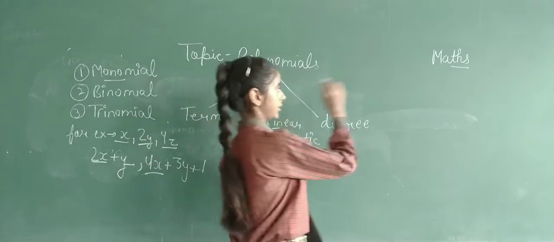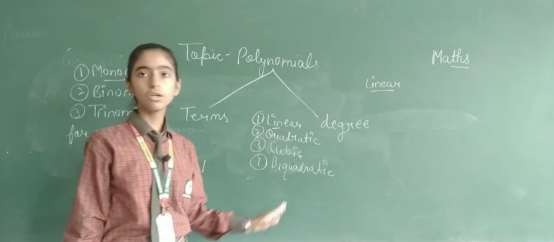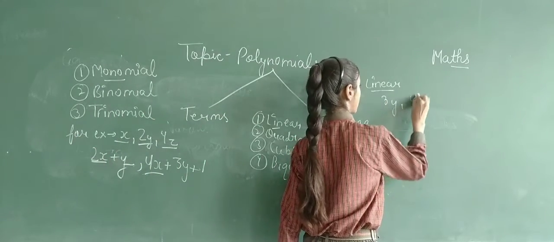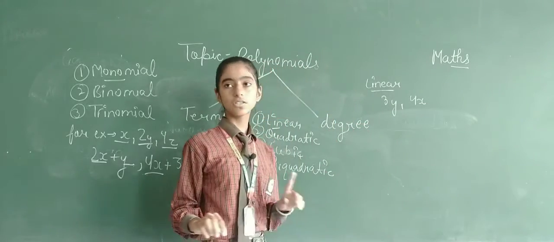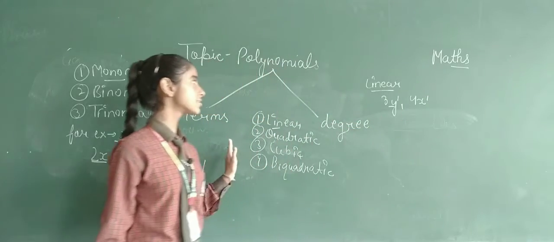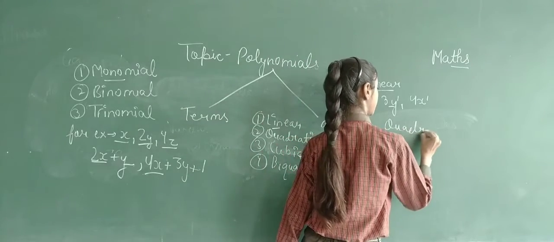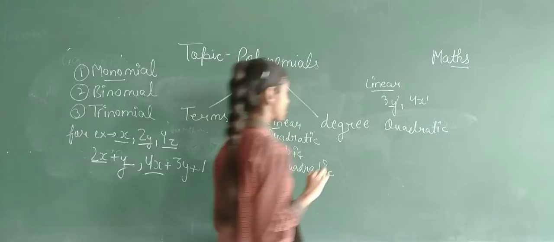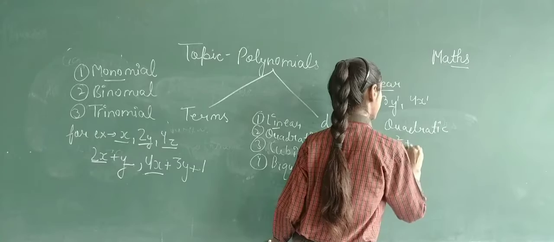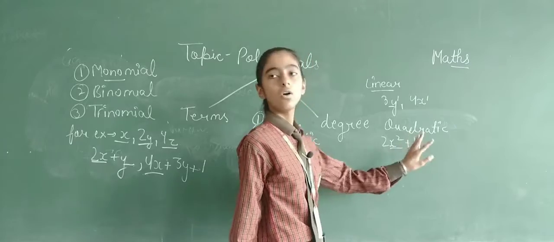Now we will study about linear. So friends, the polynomial which contains 1 degree. For example, 3y, 4x. Here you can see that there is only 1 degree. So we can say that it is the linear polynomial. Now quadratic. Quadratic is the polynomial which contains 2 degree. For example, 2x square plus 4. Here you can say that there are 2 degree because the power of the x is a whole number.